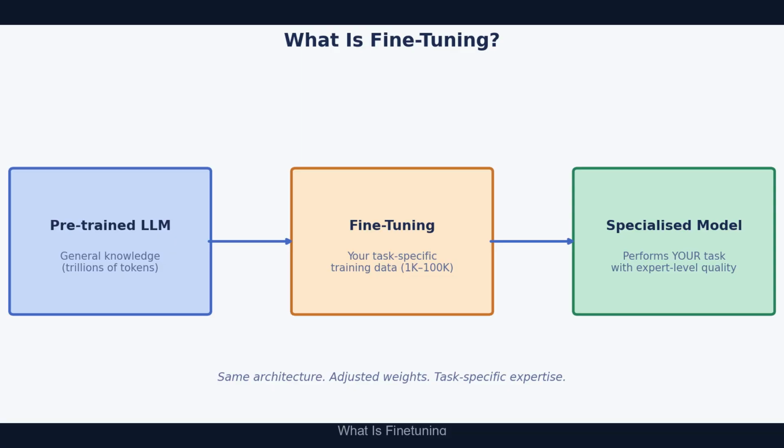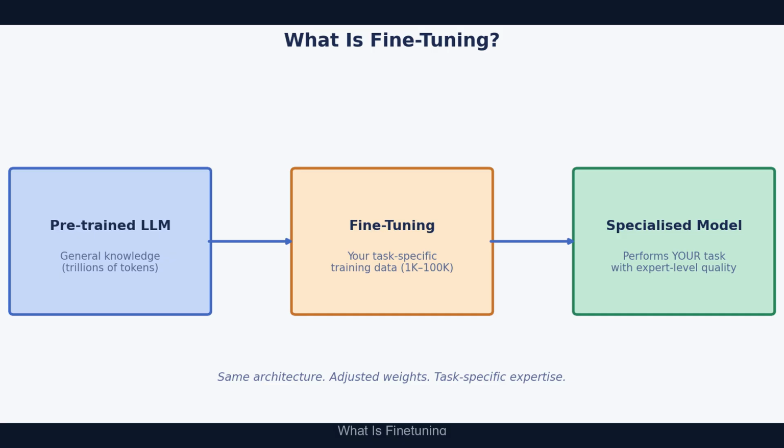This diagram shows the three-stage arc of fine-tuning. You start with a pre-trained base model, built on trillions of tokens of general knowledge, giving it broad reasoning capability. That model then passes through fine-tuning, where you apply your own task-specific training data, typically somewhere between 1,000 and 100,000 examples. That training step adjusts the model's weights to concentrate its capability on your domain. The output is a specialized model that performs your target task at expert level.